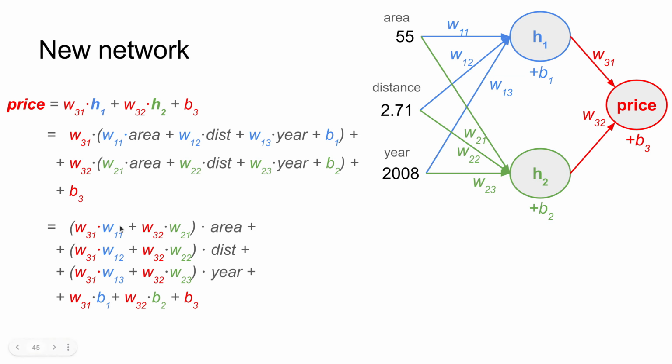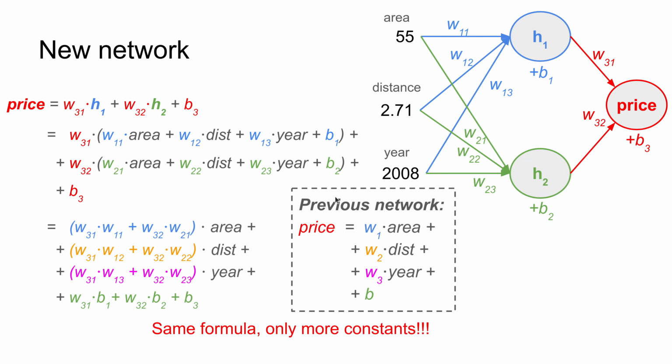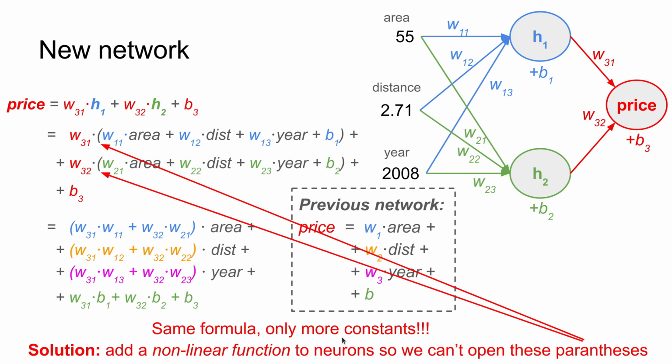rewrite the formula as something times the area plus something times the distance plus something times the year plus a constant, which is very similar to our previous network, where we also had something times the area, something times the distance, something times the year, plus constant. So the new network is just the same as the previous network, just with more constants. And this is really bad. We want it to be better.